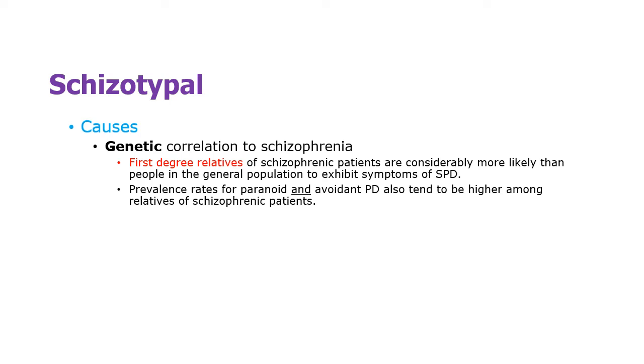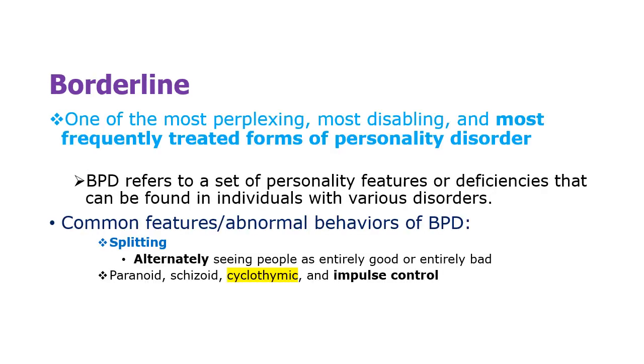Schizotypal disorder also has a high degree of genetic correlation with the likelihood of developing the disorder. They found that first-degree relatives of schizophrenic patients have an overall higher likelihood compared to the normal population. And there's also a higher rate of paranoid and avoidant personality disorders in those who have a primary relative with schizophrenia. Next, we have borderline disorder.